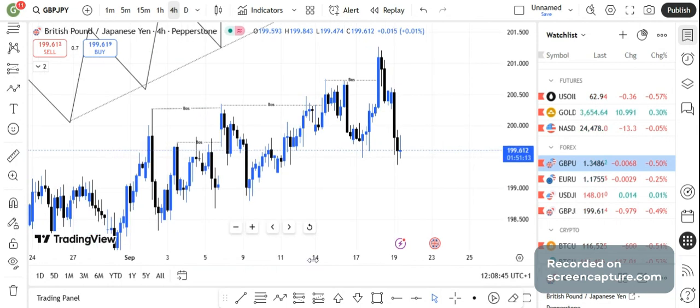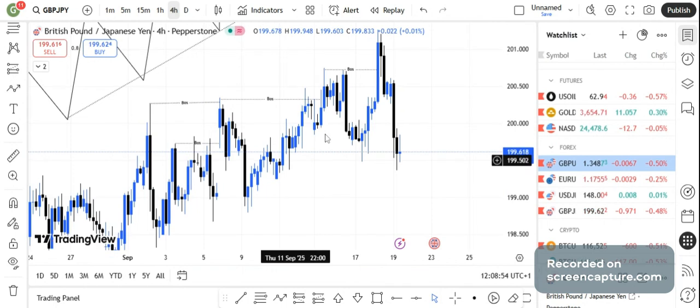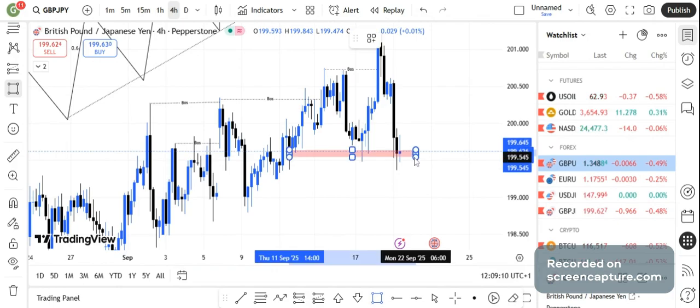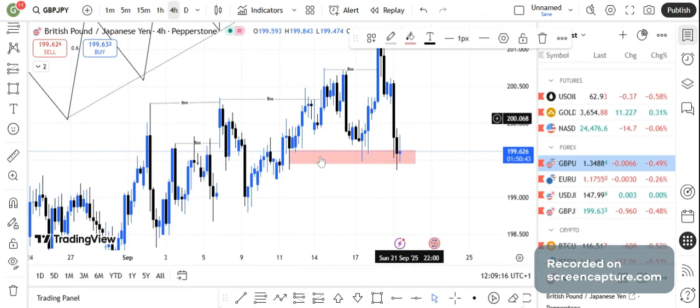So now, what are the zones I want to mark? If I look at this place on the 4 hour time frame, I can spot a support zone here. Here we have a rejection, another rejection here. We have multiple rejections. So this is our support on the higher time frame, the 4 hour time frame.